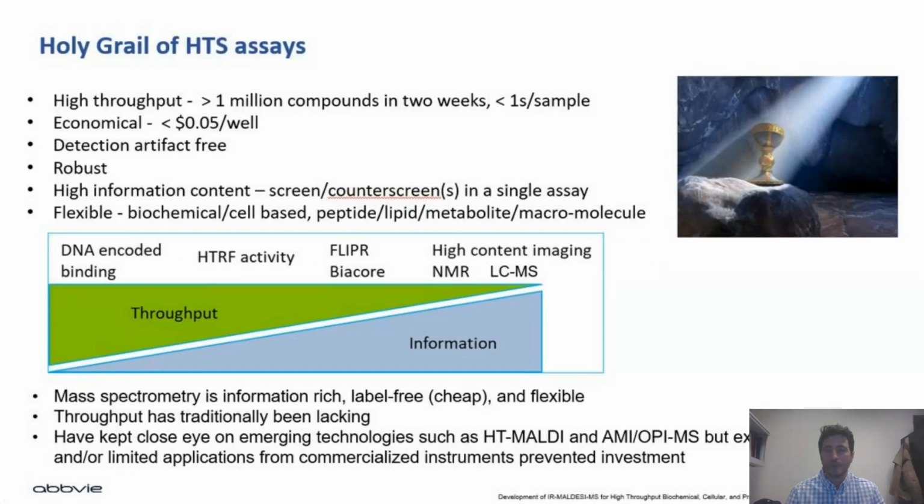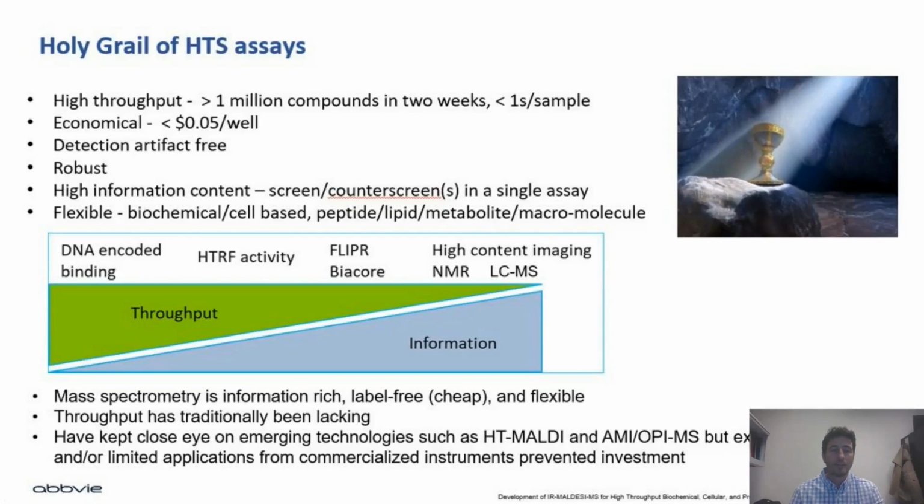And just for a little bit of background, let me set the stage for why we're interested in the technology I'm going to talk to you about today. So when we think of high throughput screening, at least in pharma, we think of an assay that's capable of running at least 1 million compounds in about 2 weeks. That translates to 1 sample per second, or 1 well per second, 1 reaction per second. We need the holy grail of HTS assays to be fairly cheap, so less than 5 cents a well is what we shoot for.